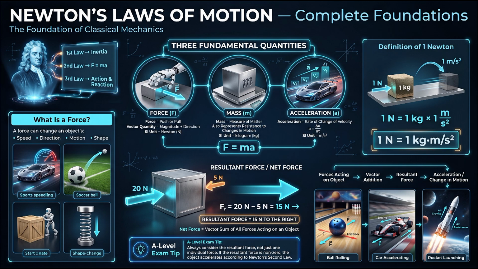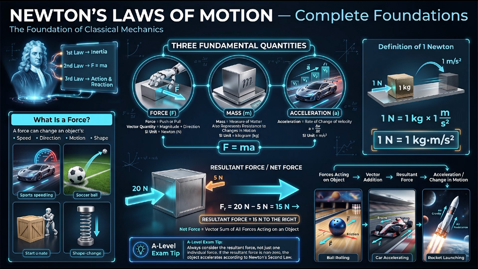In the example of a ball rolling on the ground, forces such as friction can oppose the motion of the ball. If there is an unbalanced resultant force, the ball's velocity will change. In the example of a racing car accelerating, the engine produces a driving force through the wheels, while forces such as air resistance and friction oppose the motion.